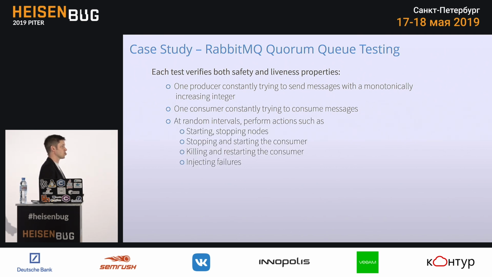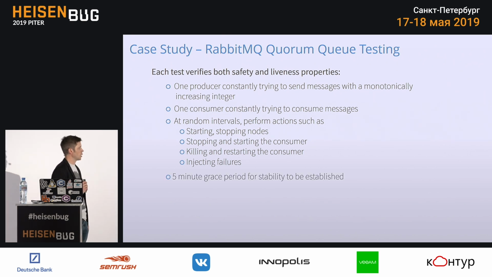Then at random intervals, we can start and stop RabbitMQ nodes. We can start and stop consumers, which is a common thing to do. We can get a bit nastier, and we can kill consumers, make them crash, and restart them. And we can inject failures. We can mess with the network, kill brokers, that kind of thing. And we can make it as long as we want.